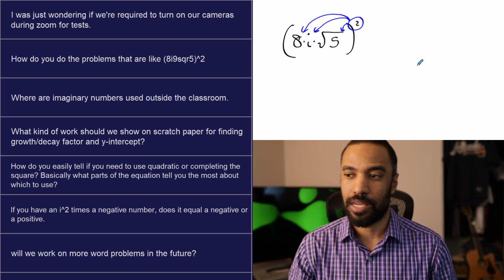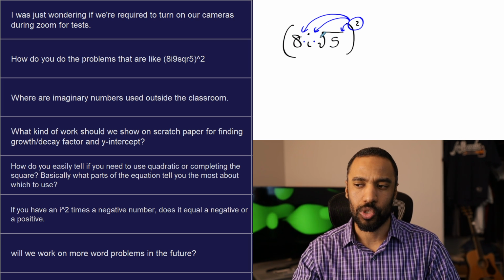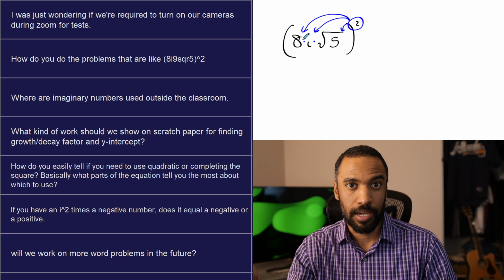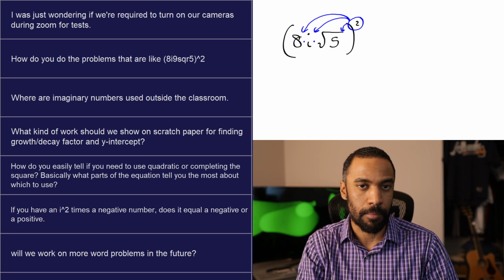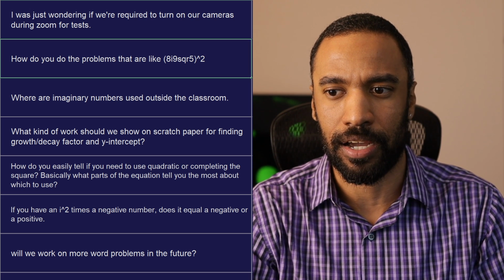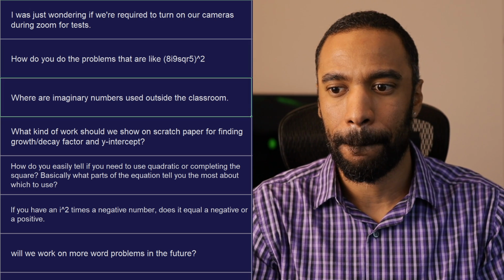But the idea is you square every component, and the i that gets squared becomes negative. The square root that gets squared just gives you the base value. And the 8 that gets squared becomes a 64, so you square that number. So you square each part. I don't know what the 9 had to do with it. I'm not going to make any assumptions about that. So I trust that I did that correctly.